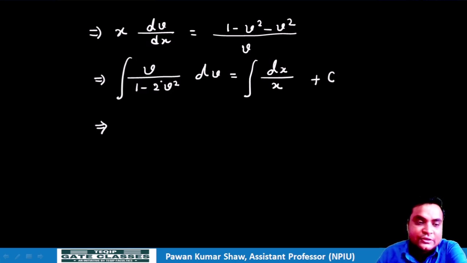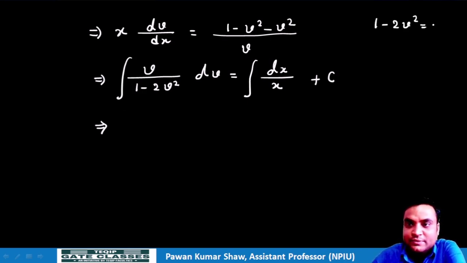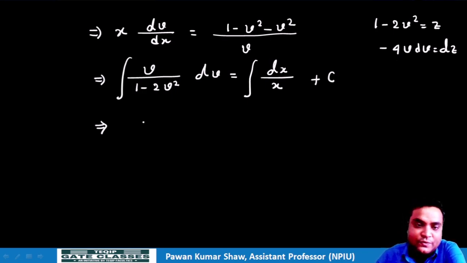In that case, we will get our minus 4v dv equal to something. So here we can assume 1 minus 2b square equal to something, suppose z. So in that case minus 4v dv equal to dz, and that v dv will be minus 1 by 4 dz. So minus 1 by 4, and here I am going to write directly the result. In that case that will be our dz. So that integration will be z.